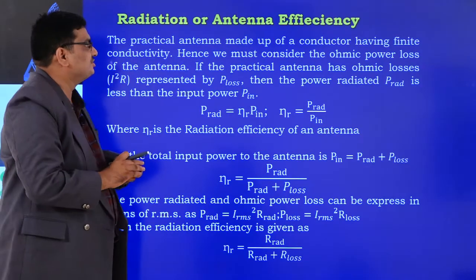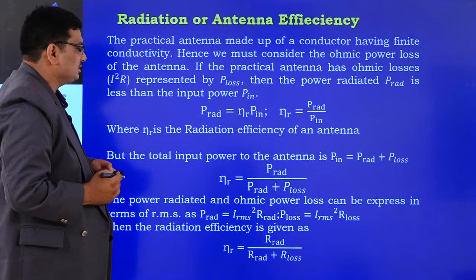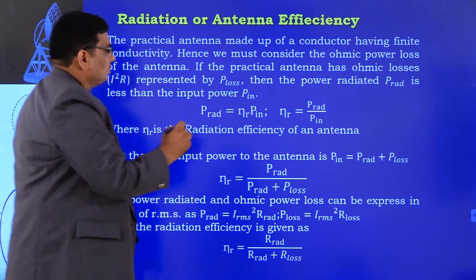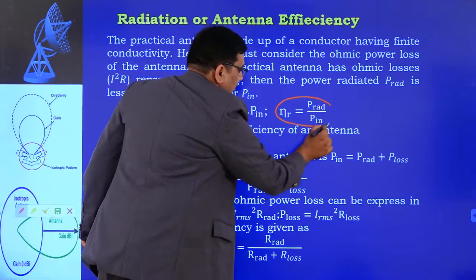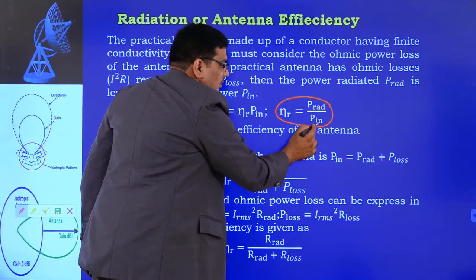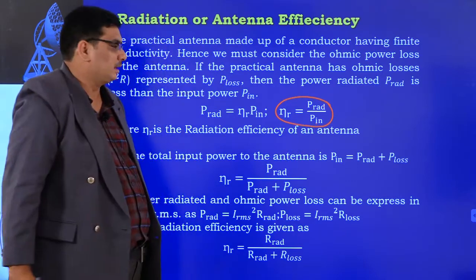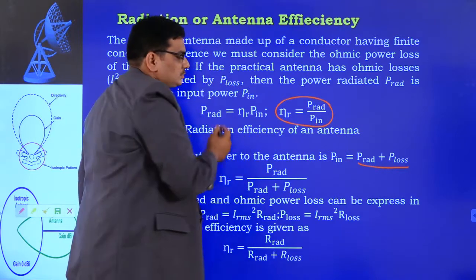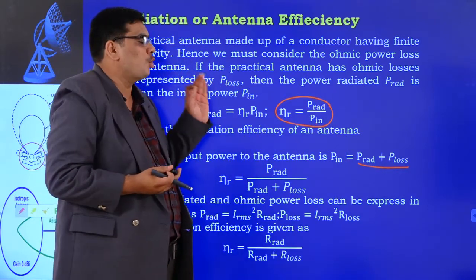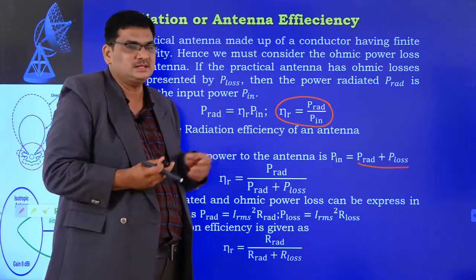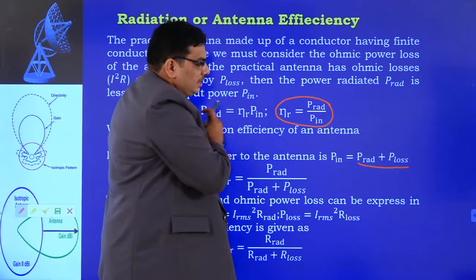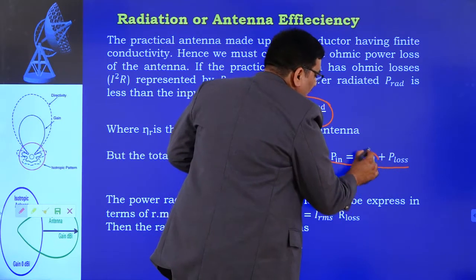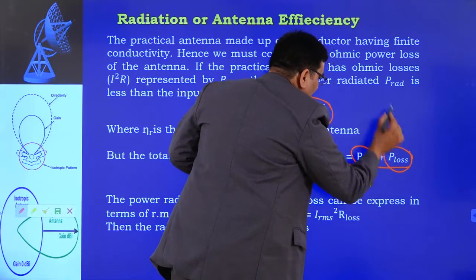And antenna efficiency, or radiation efficiency. Antenna efficiency is defined as the ratio of radiated power to the input power. In the previous slide we explained that due to the ohmic losses, there will be some losses on the input side of your transmitting antenna. So total input power is equal to radiated power plus loss power.